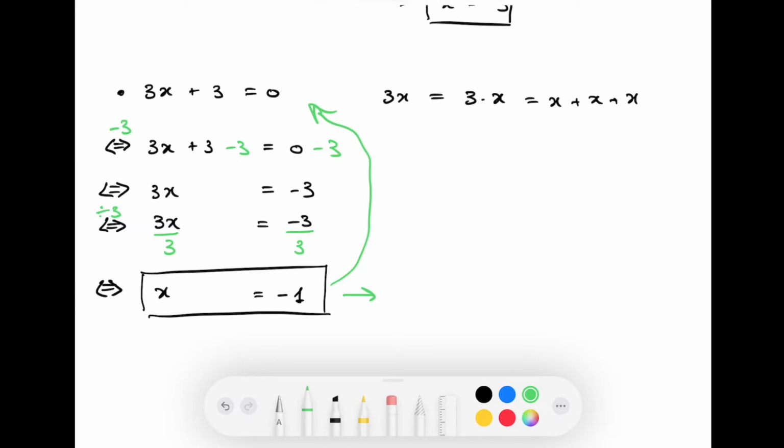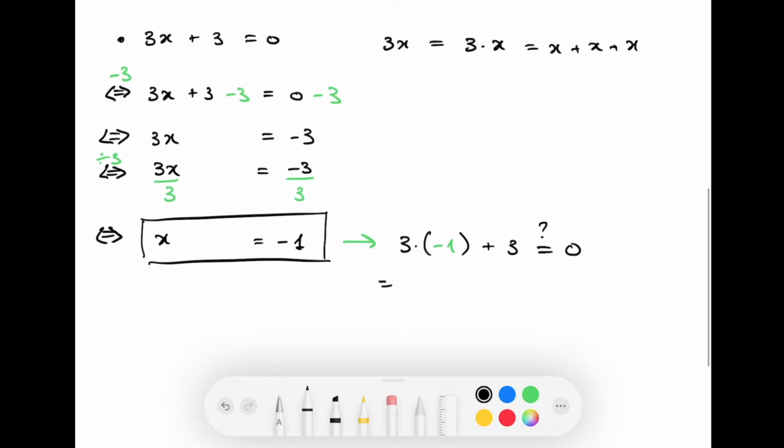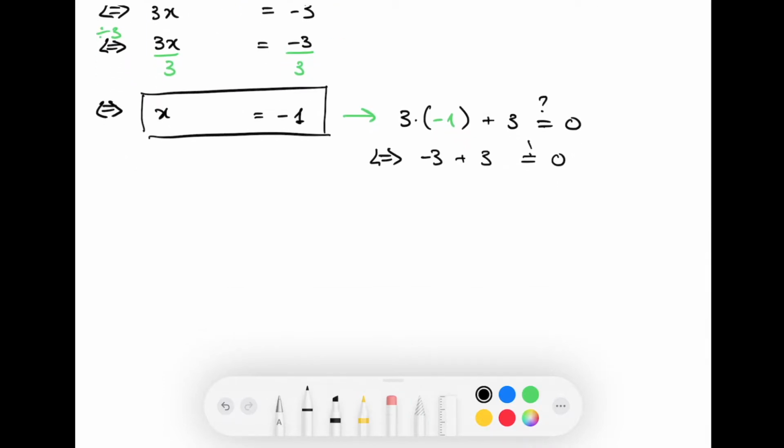Because as a reminder, this problem simply stated: for what x is this equation true? Well, we found an x, namely x is equal to minus 1. So let's see if we didn't make any mistakes. So we have 3 times, and for x, we just substitute our answer, minus 1, plus 3 should be equal to 0. Well, this is the case, because we have minus 3 plus 3, which is indeed equal to 0. So we didn't make any mistakes. Let's look at the next exercise.